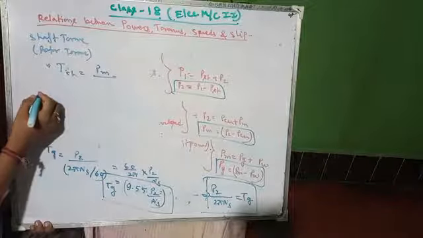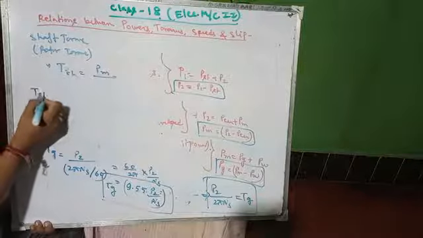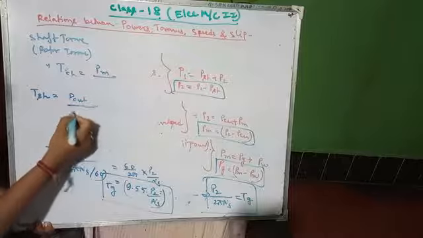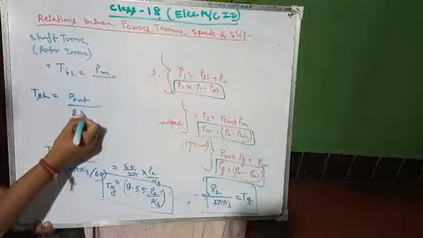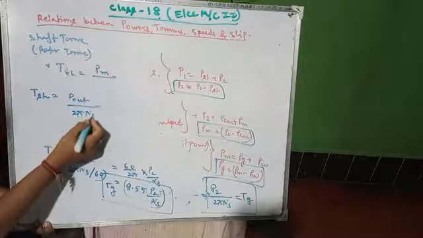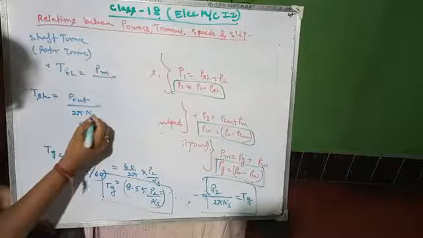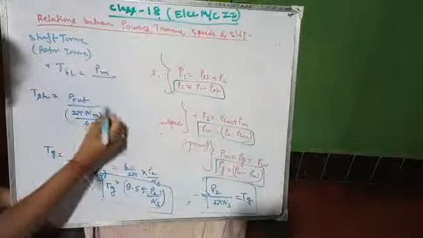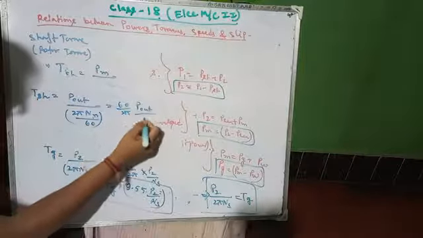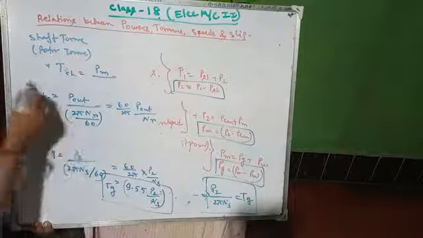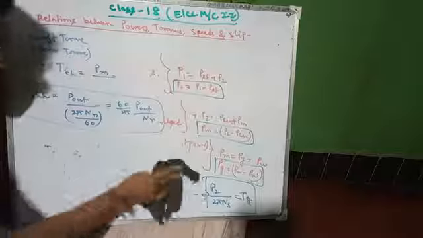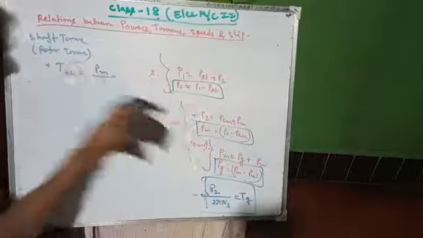So TSH, shaft torque, equals (60 by 2 pi) P output by nr. Okay, so this is also another formula. So there are 6 or 7 boxes in case of your torque and power relation.